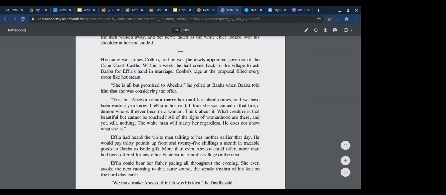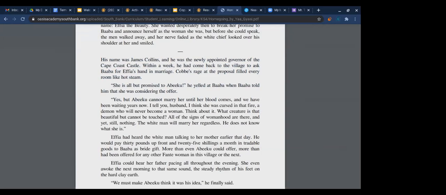His name was James Collins, and he was the newly appointed governor of the Cape Coast Castle. Within a week, he had come back to the village to ask Baba for Effia's hand in marriage. Kobe's rage at the proposal filled every room like hot steam. "She is all but promised to Abiku," he yelled at Baba when Baba told him that she was considering the offer.